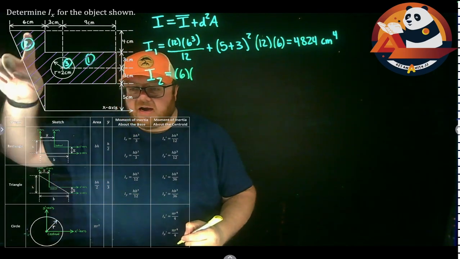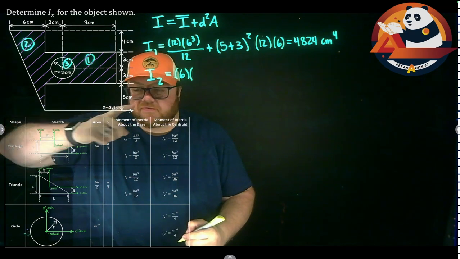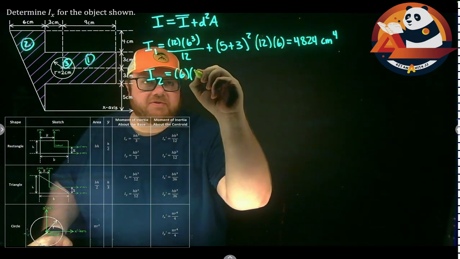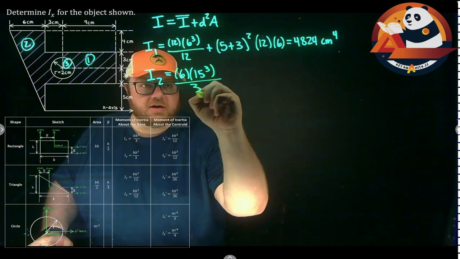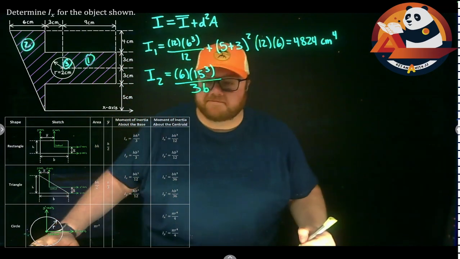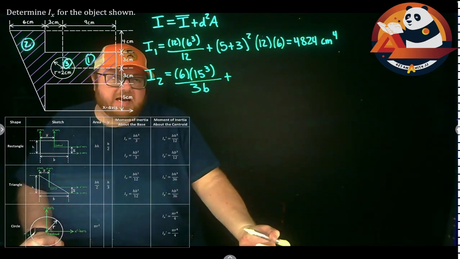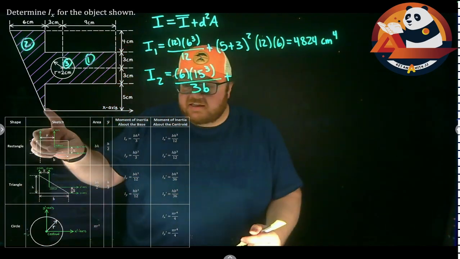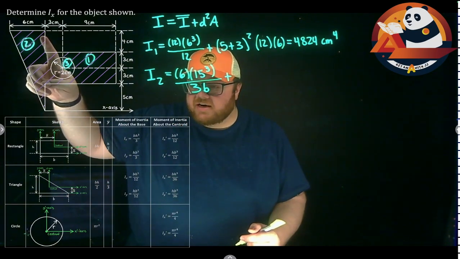6 times my height would be 4 plus 3 plus 3 plus 5. That total height is 15. Base times height cubed, 15 cubed, over 36. Plus, again, I need a d squared a in here. So it's my distance from the x-axis to the centroid, my axis of interest to the centroid of shape 2.